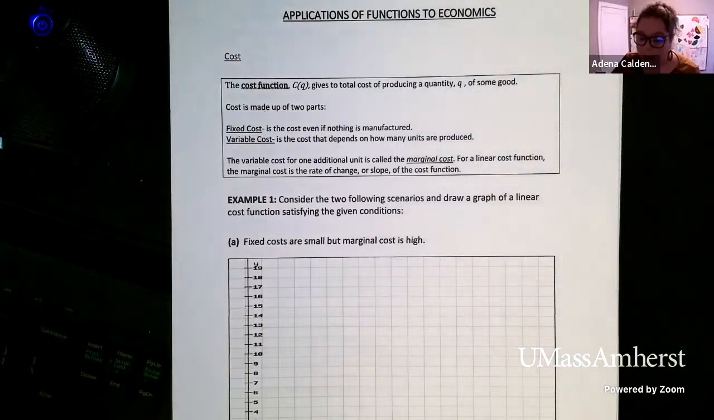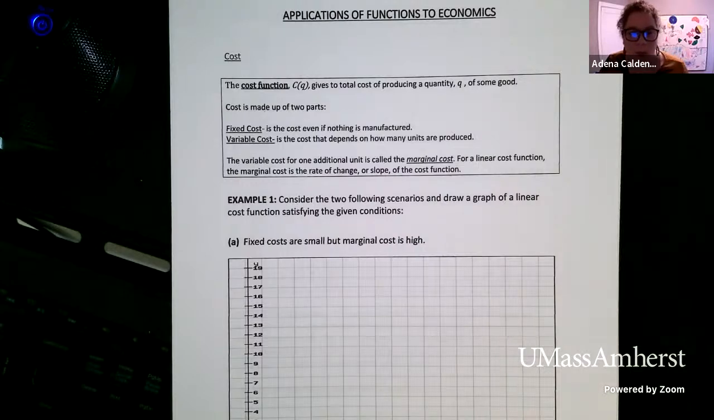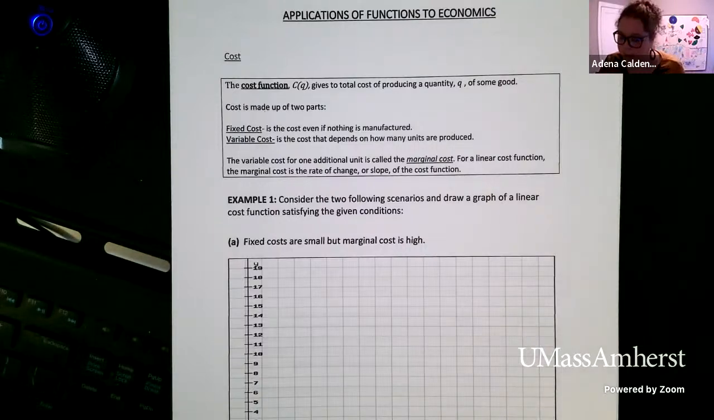So if you make 1 piano, it costs this much money. If you make 2 pianos, it costs this much money, so on and so forth. So there's 2 parts to cost. There's what's called the fixed cost, and then there's the variable cost, okay?